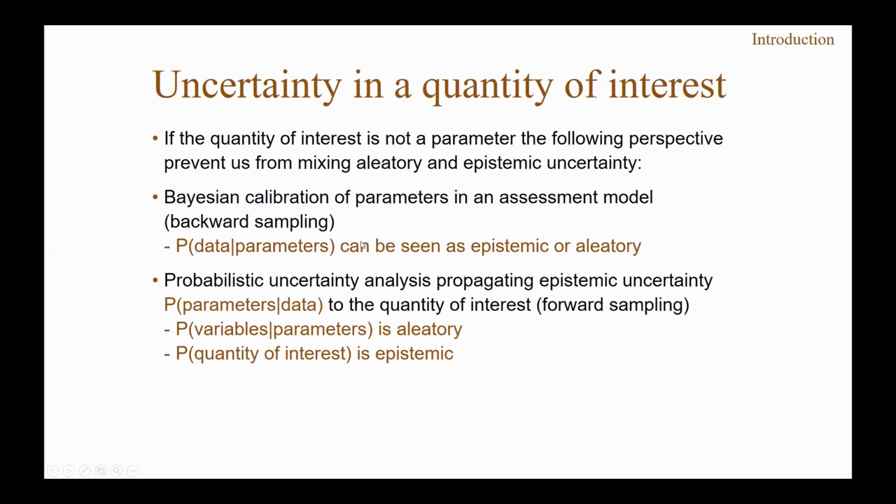And once we have updated our parameters, we specify a model that can derive the quantity of interest, and then we can propagate this uncertainty about the parameters through our model. And when we have this forward sampling perspective, the probability that the variables take different values, conditional on parameters, is interpreted as aleatory uncertainty. And then the probability in any quantity of interest is interpreted as epistemic. So here it's important that I actually do the separation.